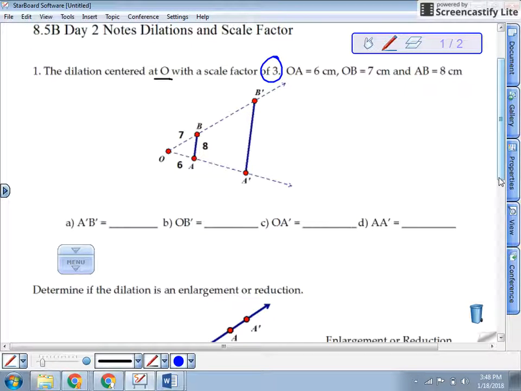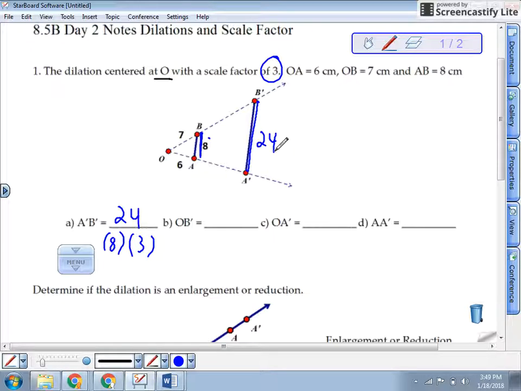So it wants to know what is the distance from A prime to B prime, this distance right here. Well, if we know that AB is 8 and the scale factor is 3, our answer is just going to be, we take that 8 and we multiply it by the scale factor of 3. So our answer we know is going to be 24. So this right here would be 24. That's why we use that scale factor.